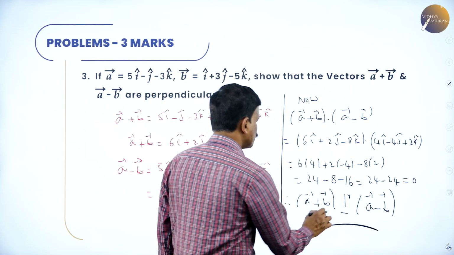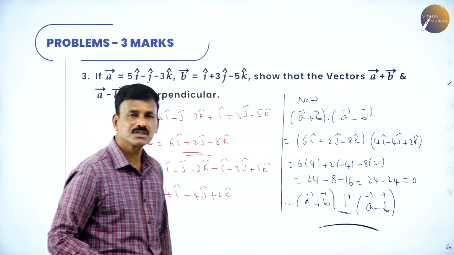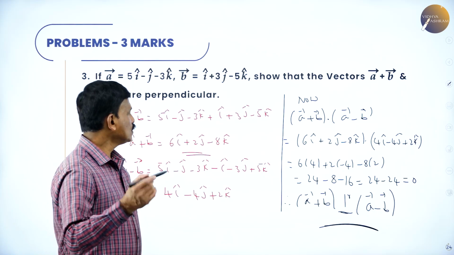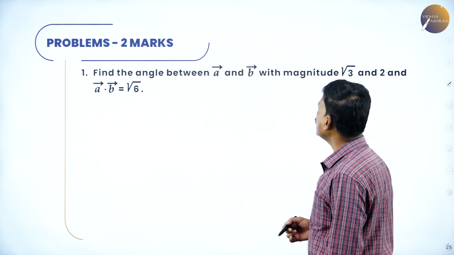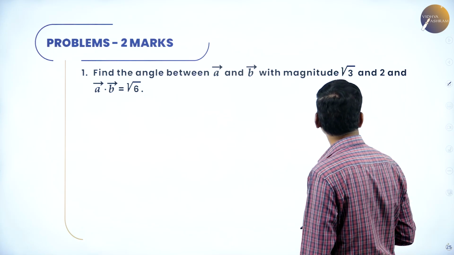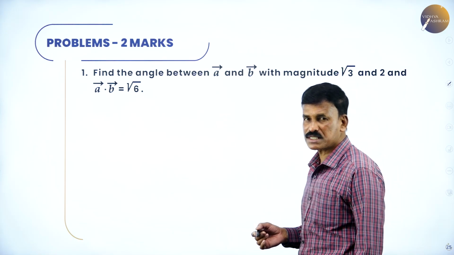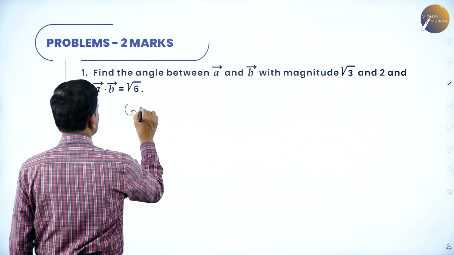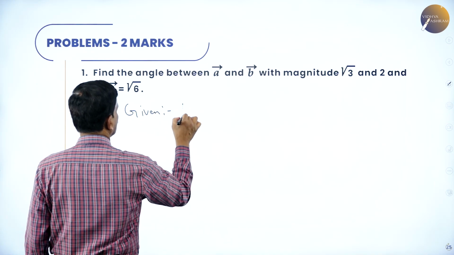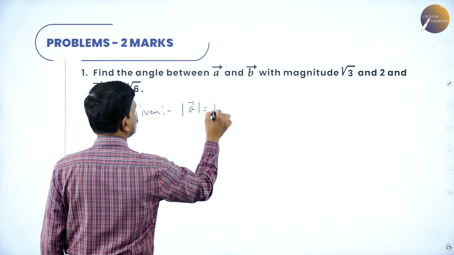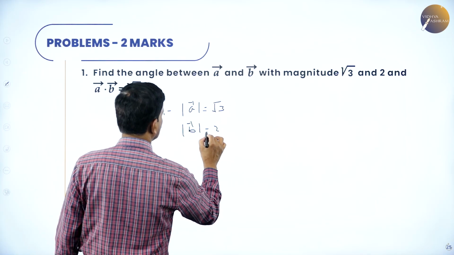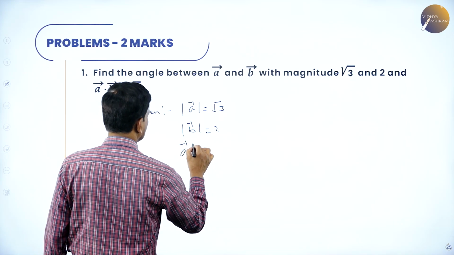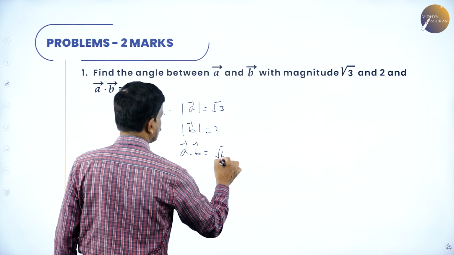This is also an important problem for 3 marks. That's it. Okay. Now move on to the next problem. Find the angle between the vectors A and B with magnitudes root 3 and 2 and A dot B equal to root 6. Same as the previous problem. What is given? The magnitude of A is root 3, the magnitude of B is equal to 2, and A dot B is equal to root 6.